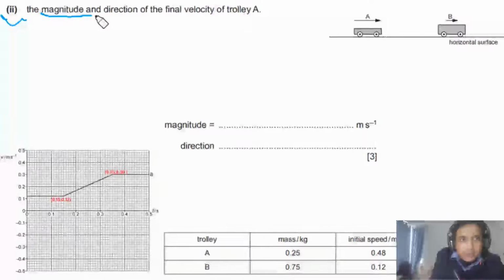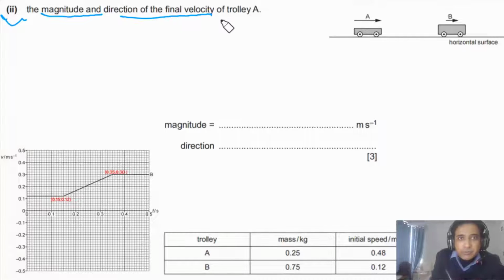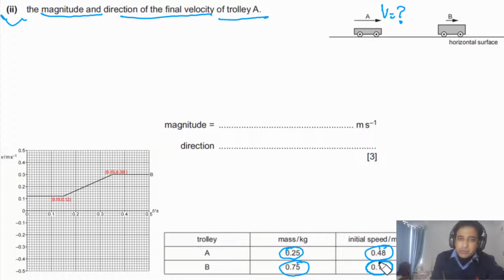The second part says the magnitude and direction of the final velocity of trolley A, meaning calculate the magnitude and direction of the final velocity of trolley A. For this trolley, we need to find out what the final velocity of trolley A is. For this question, we have the mass of trolley A, the mass of trolley B, the initial speed of trolley A, and the initial speed of trolley B. And also we can find the final velocity of trolley B from this graph.